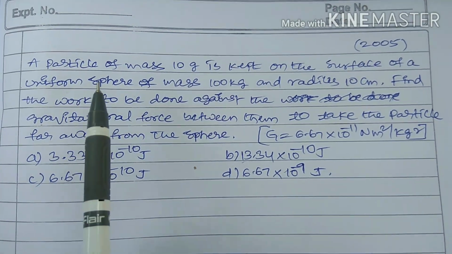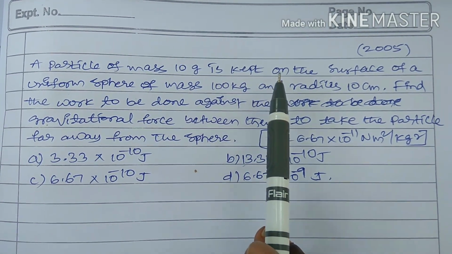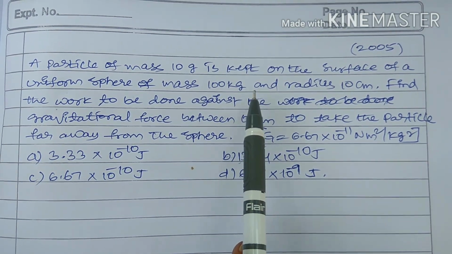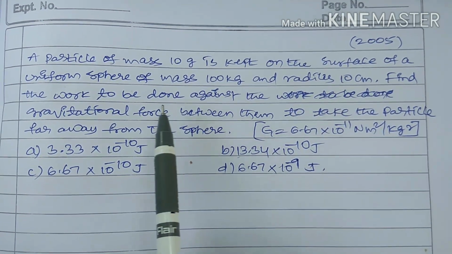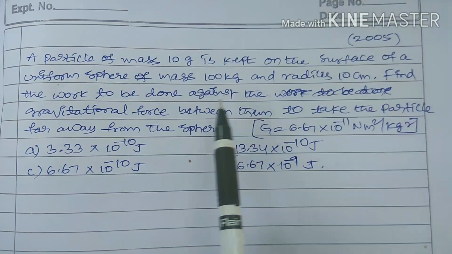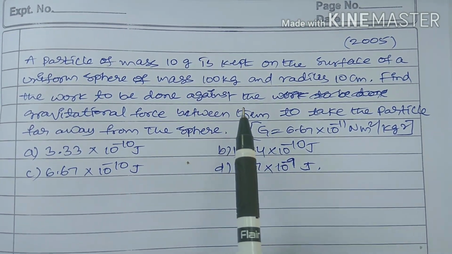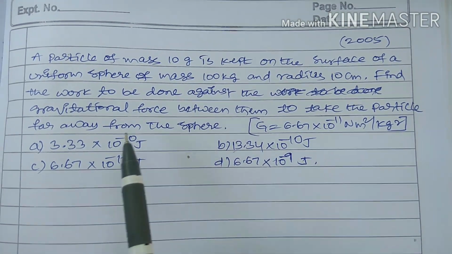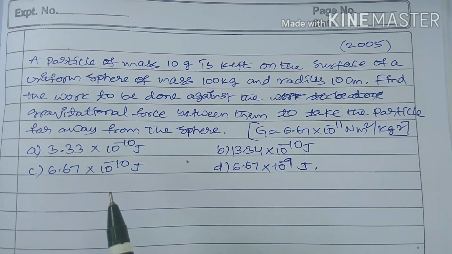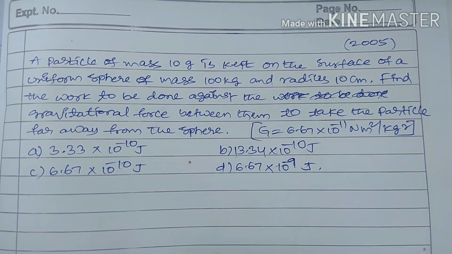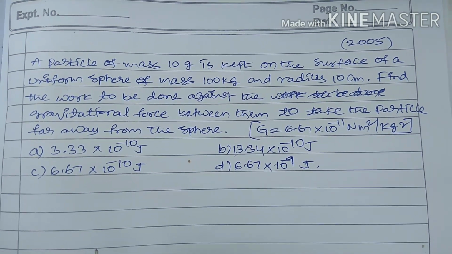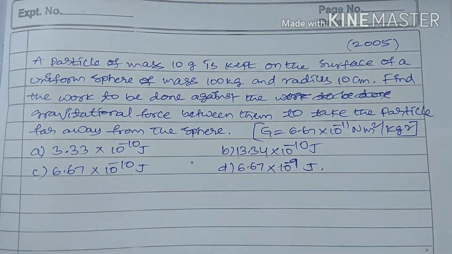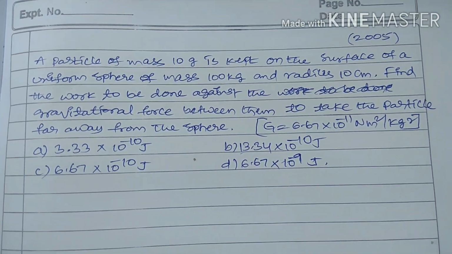Here the next question: a particle of mass 10 grams is kept on the surface of a uniform sphere of mass 100 kilograms and radius 10 cm. Find the work to be done against the gravitational force between them to take the particle far away from the surface. So here the work done should be found. The work done is stored in the form of potential energy.